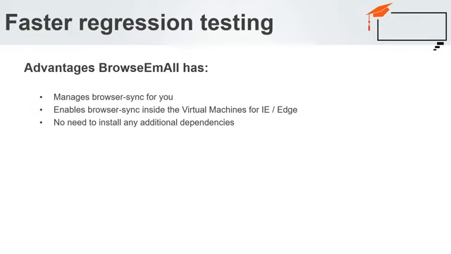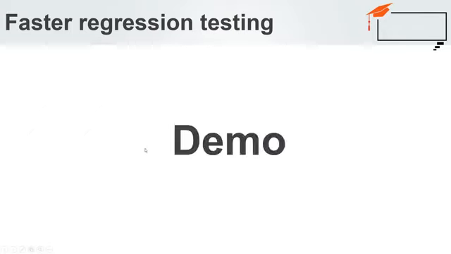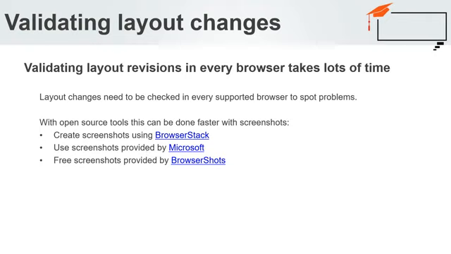And with BrowseEmAll, it will also work behind your possible corporate proxy. So if you need to test a staging environment, for example, which is only reachable through the proxy server, you can do this with BrowseEmAll as well, but it's not supported by browser sync out of the box. Again, I will not show it to you because you can try it out yourself, and it doesn't look that different from what I showed you before.